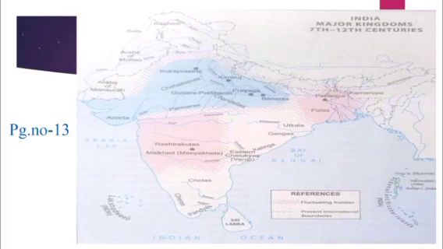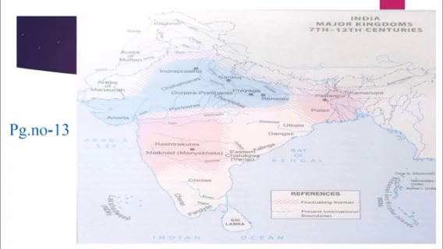Then we can see those areas marked in the light pink color shows the areas under the control of Palas. Students, here also you are going to mark only one area under the control of Palas, like Baharpur. Baharpur is a town in Gaya district in the Indian state of Bihar.